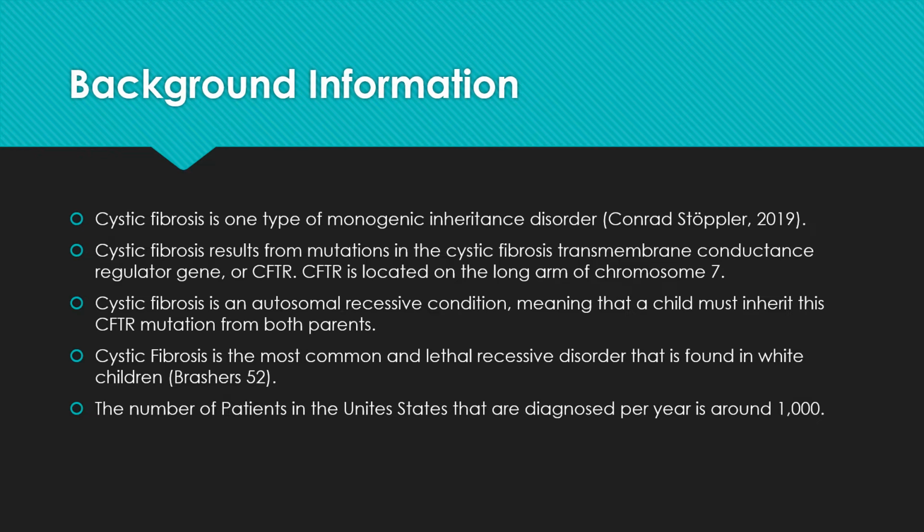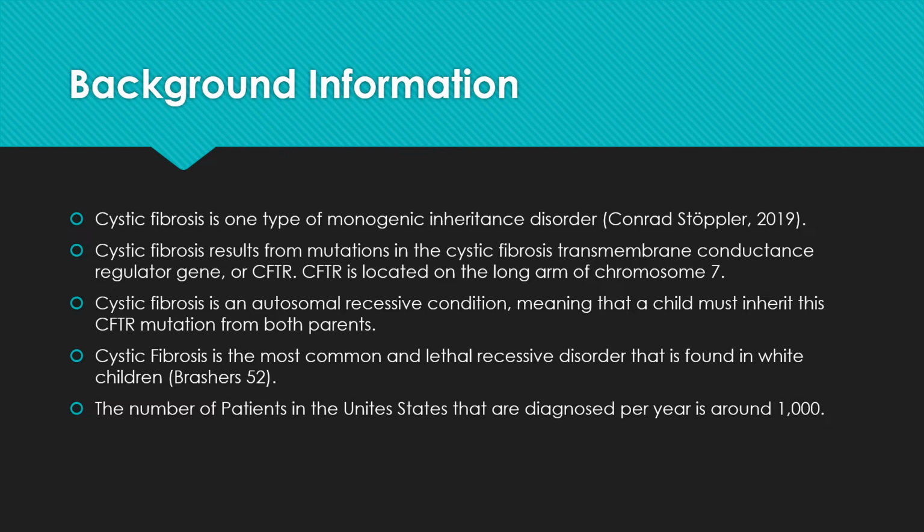Some background information on cystic fibrosis. Cystic fibrosis is one type of monogenic inheritance disorder. Cystic fibrosis results from mutations in the cystic fibrosis transmembrane conductance regulator gene, or CFTR. CFTR is located on the long arm of chromosome 7. Cystic fibrosis is an autosomal recessive condition, meaning that a child must inherit the CFTR mutation from both parents.